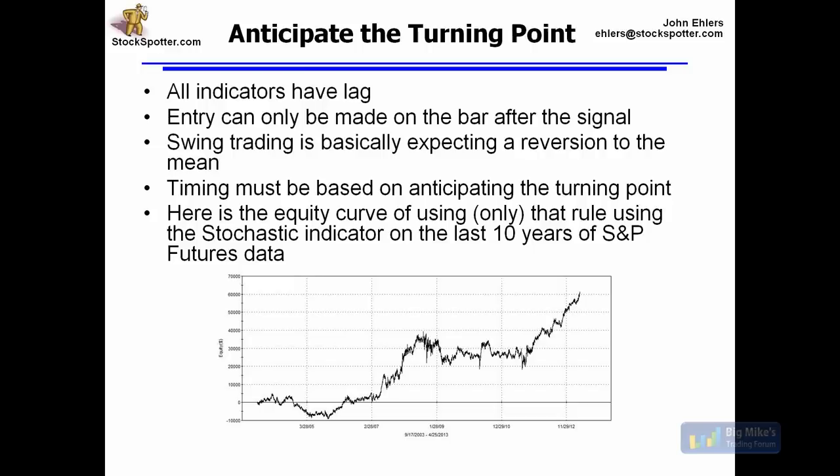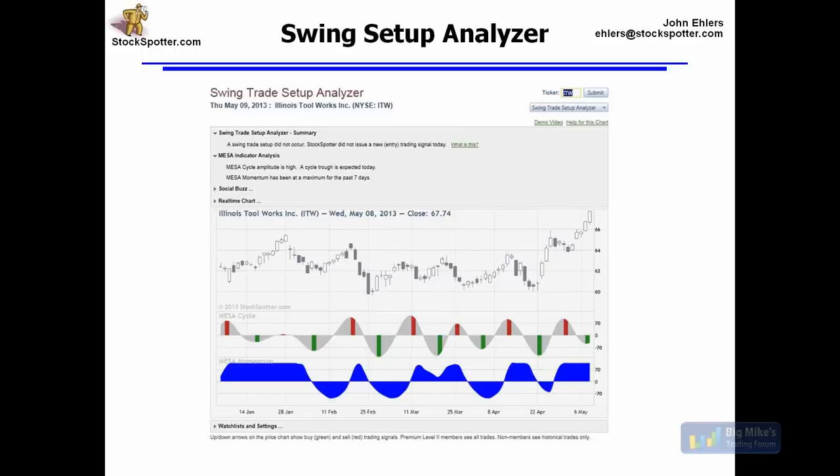So in StockSpotter, we don't use a stochastic or RSI. We have two indicators. One is right here. It's called Mesa Cycle. And we use a second called Mesa Momentum. Two things I'd like you to notice about these indicators. First, they are very smooth. And second, they have a nominally zero mean. So they've gotten the aliasing noise removed, and they have been compensated for the spectral dilation.